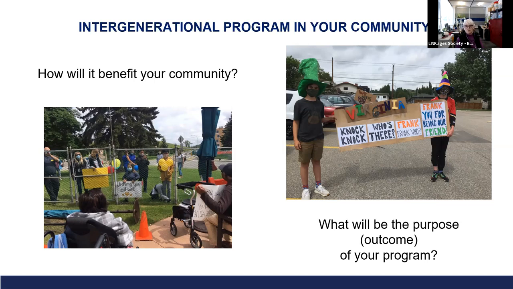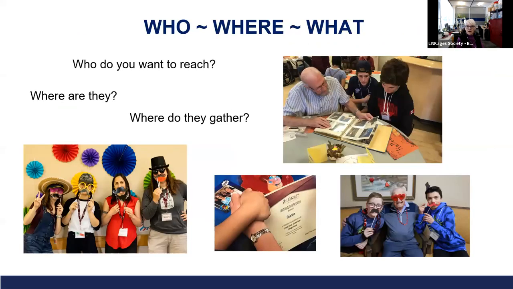Think about how something like this will benefit your community and what will be the purpose of your program. And who do you want to reach? Hopefully it'll be youth and seniors, but sometimes it's just one. And then, for example, if you want to reach the seniors, you're going to use the youth to do that. Okay. And where are the people that you want to reach? Where will they gather?